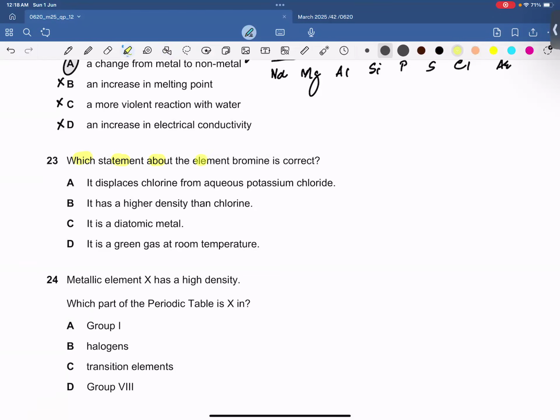Which statement about the element bromine is correct? By the way, bromine is found in group 7 of the periodic table, and all group 7 elements always exist in a diatomic state, which is represented generally by X2.